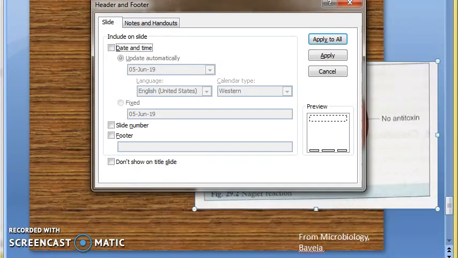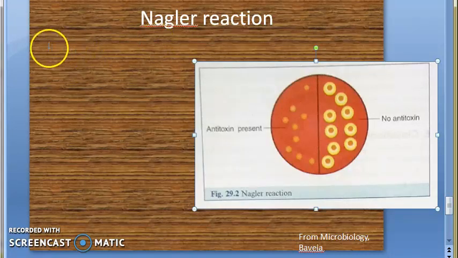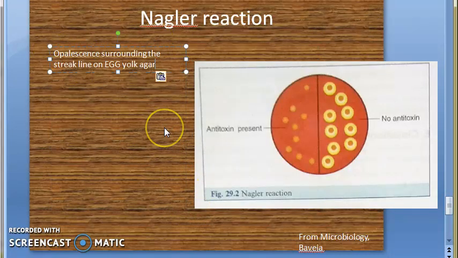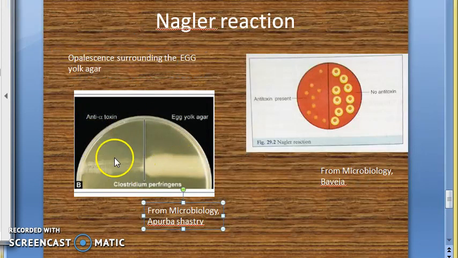Now let us see this diagram. Opalescence surrounding the streak line in egg yolk agar. Actually here they have not streaked it. Yes, here you can see the streak in one diagram. Let me explain to you.